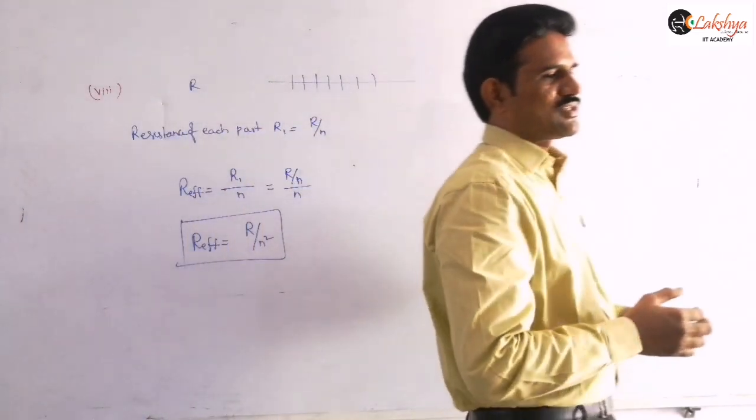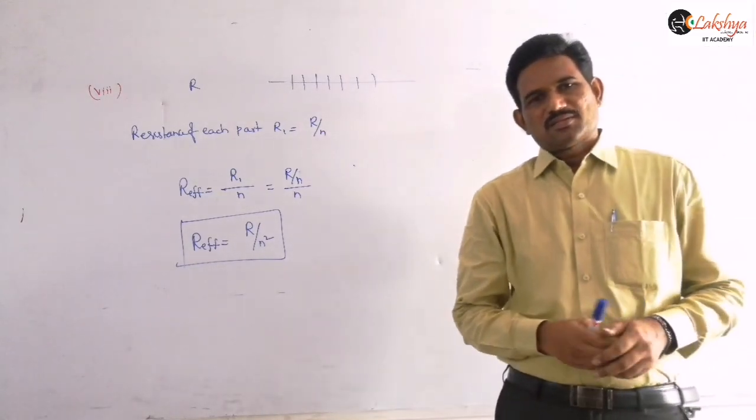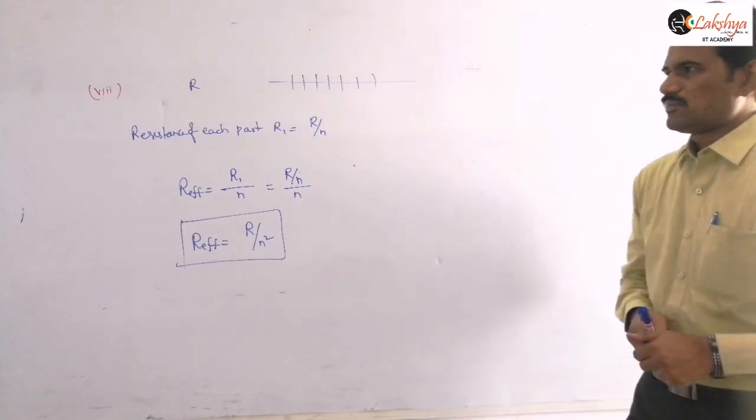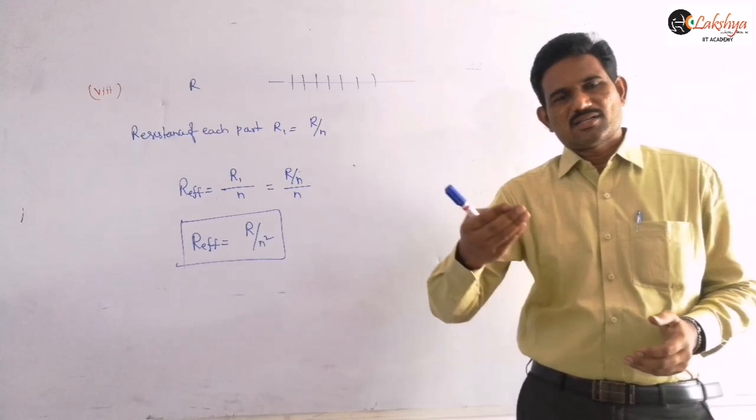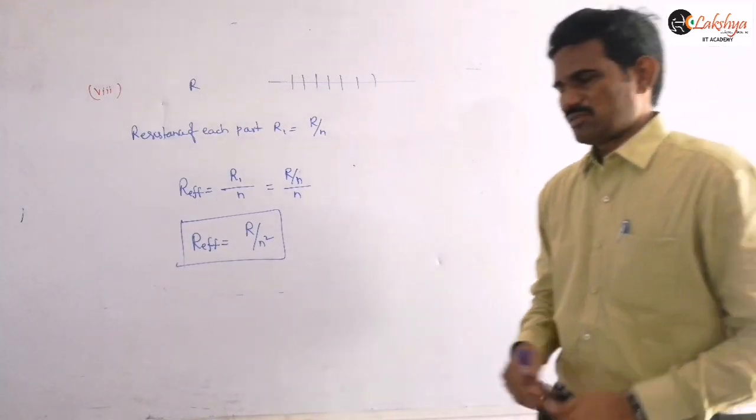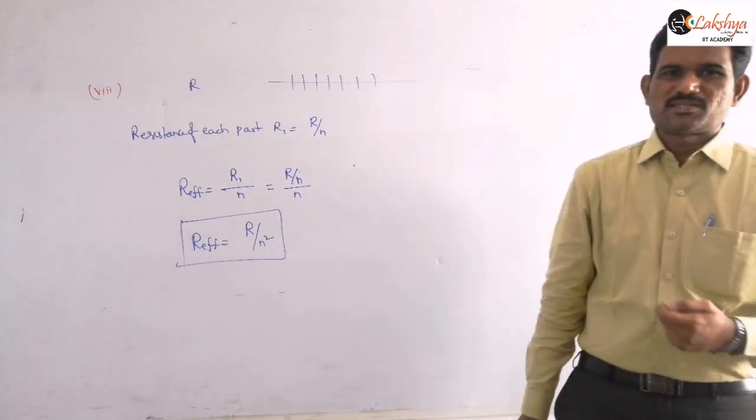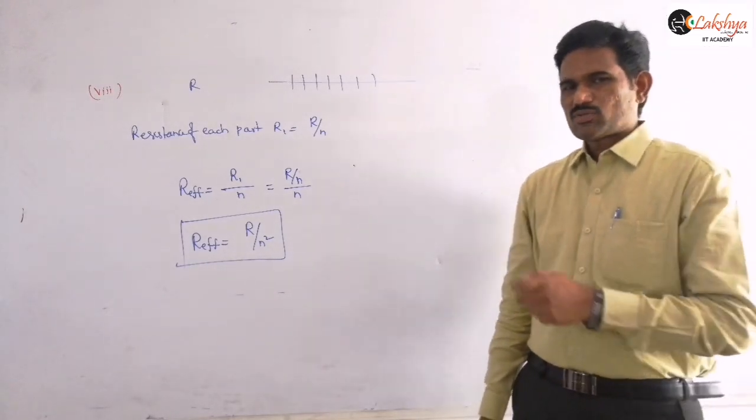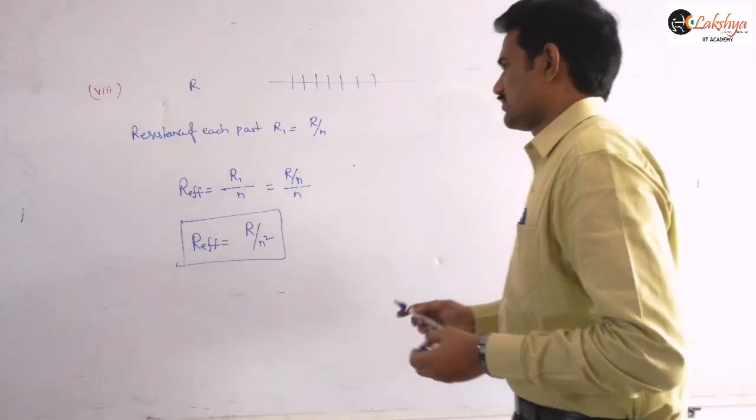So that is the effective resistance in such a combination. When you are dividing the resistance into n identical parts and connecting them in parallel, you need to remember that point: the resistance will become R by n square. And next there will be some simple problems based on this, so let us write those problems here.